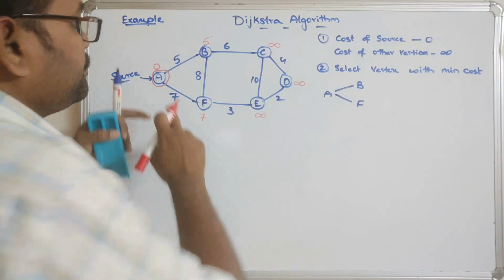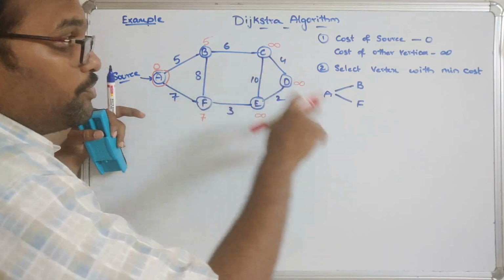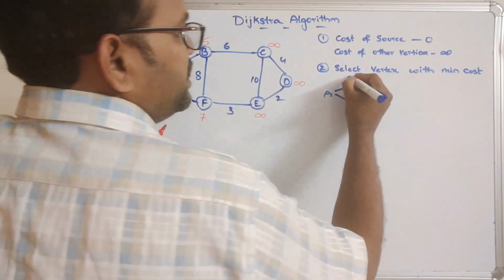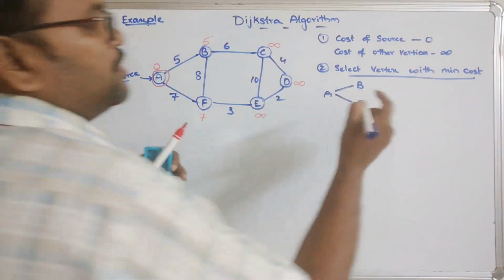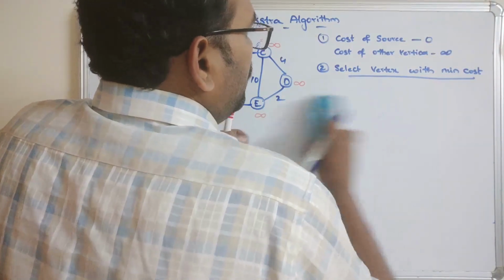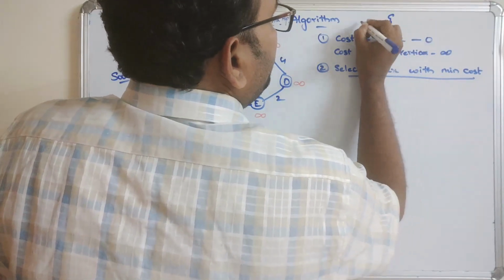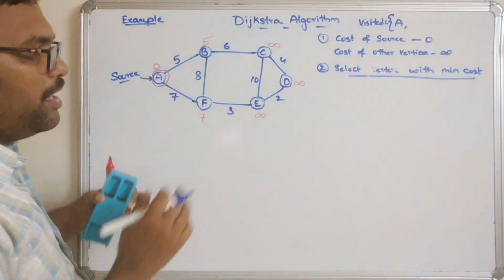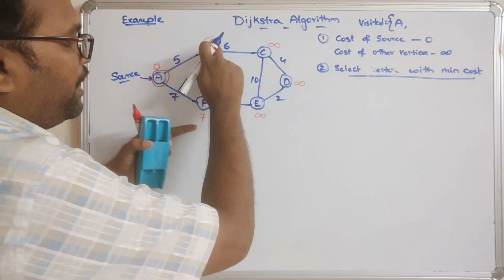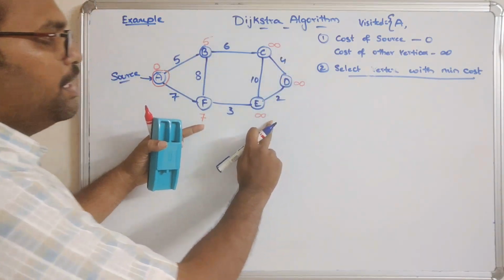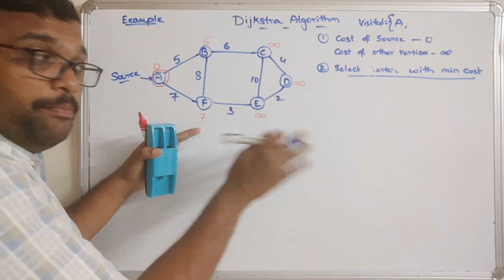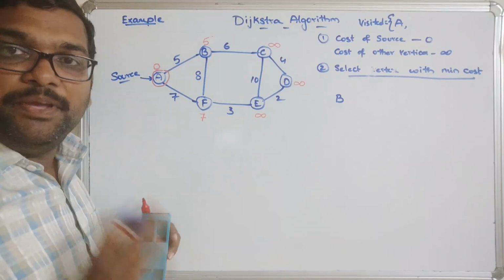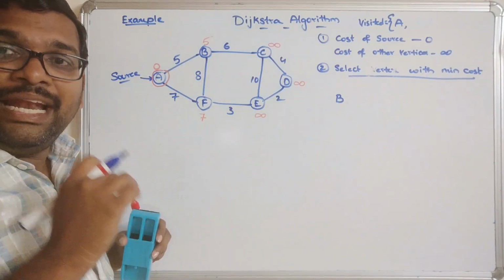Now we have to repeat the second step. What is the second step? Select the vertex with minimum cost. So I'll mark A as visited, and next we have 5, 7, infinity, infinity, infinity. Among these, which one is the minimum? 5. So select B. Now find out the neighbors of B.